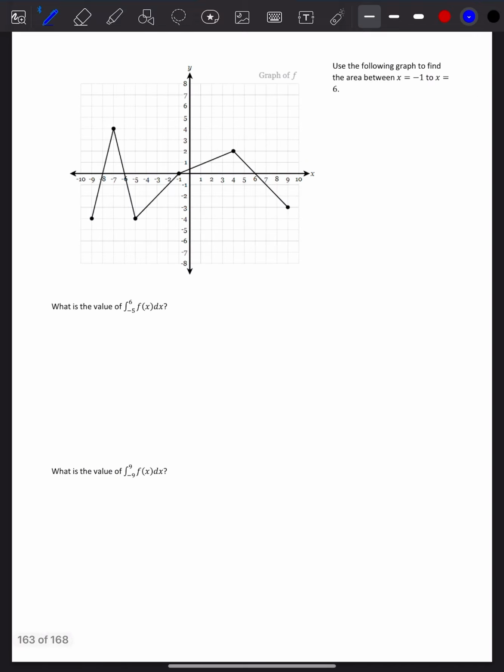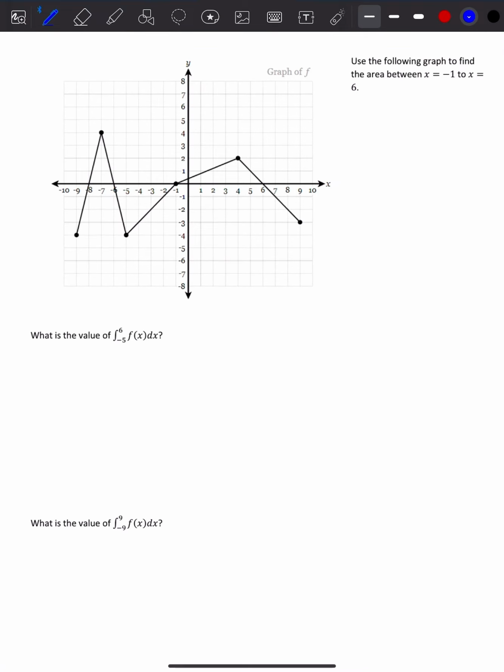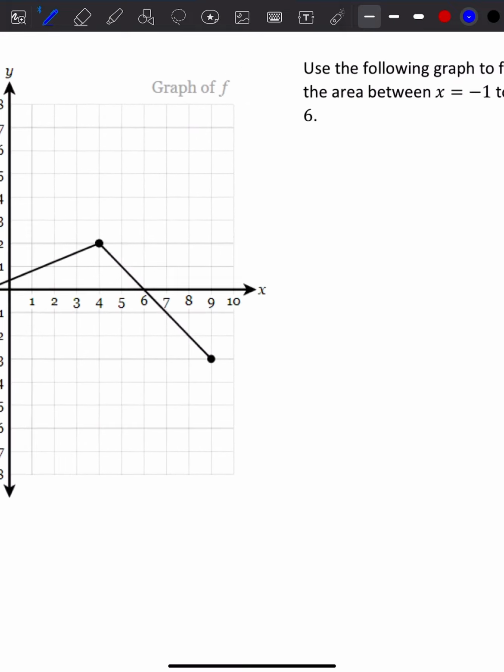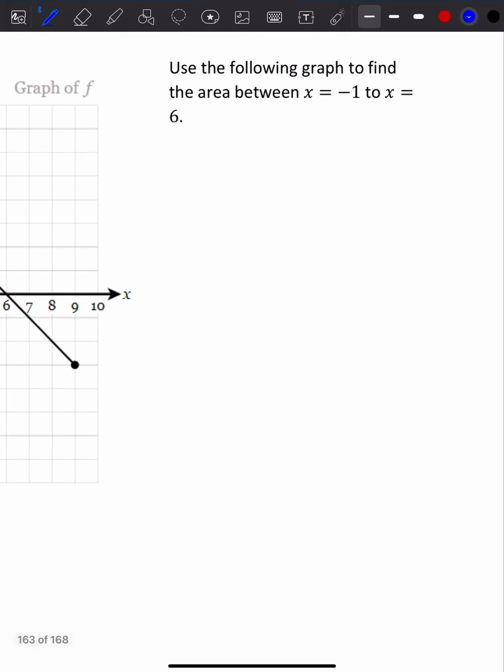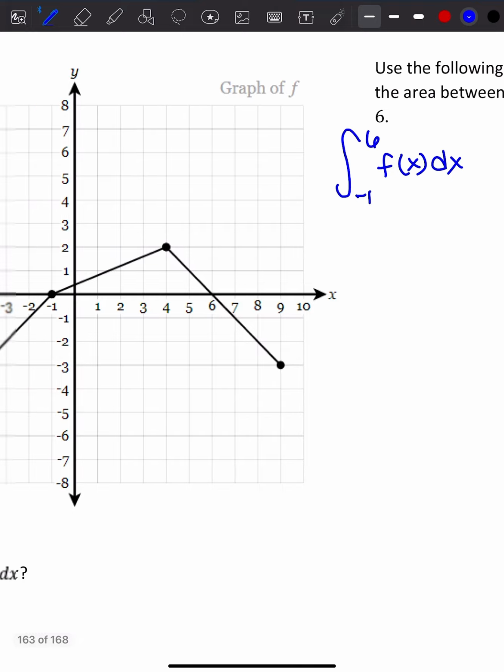So, use the following graph to find the area between x equals -1 and 6. This graph is f of x. And if we were to ask this in a different way, it would be saying, what is the integral from -1 to 6 of our graph? In this case, it's f. So this is what we are asking for. This first graph is looking between -1 and 6. So we want this area right here. We want all of this area.